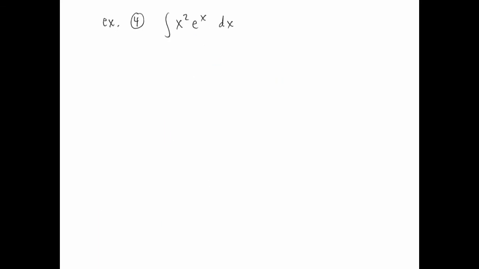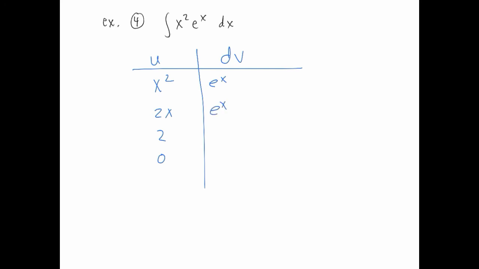So I'll finish with one more example of tabular. This is a problem I said I'd revisit. So if I let u be my x squared, because that will differentiate to 0, and my dv be e to the x. And this is awesome because the antiderivative of e to the x is just e to the x.